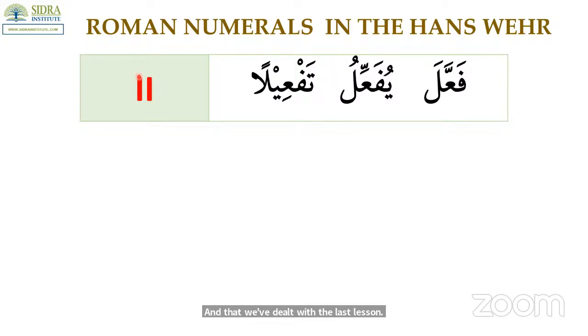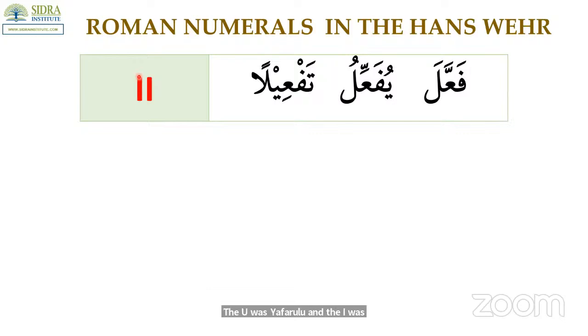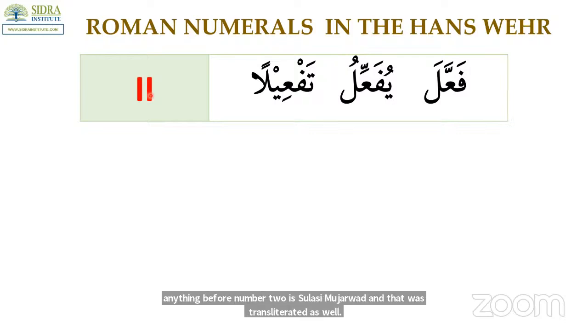You could say the reference is through AIU. A is fa'ala yaf'alu, I is fa'ala yaf'ilu, and U is fa'ala yaf'ulu. The fa'ala can change; it could be fa'ala, fa'ula, fa'ila, etc. But the A was yaf'alu, the U was yaf'ulu, and the I was yaf'ilu. So anything before number 2 is thulathi mujarrad, and that was transliterated as well. Now number 2 will signify this verb pattern in the Hans Wehr.